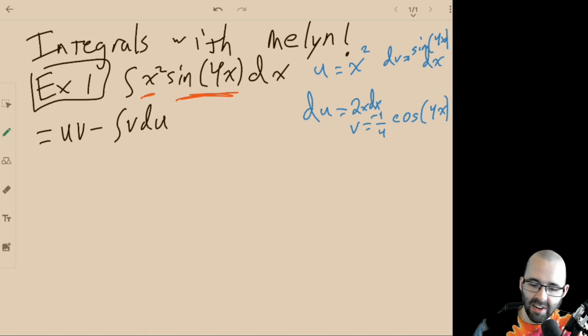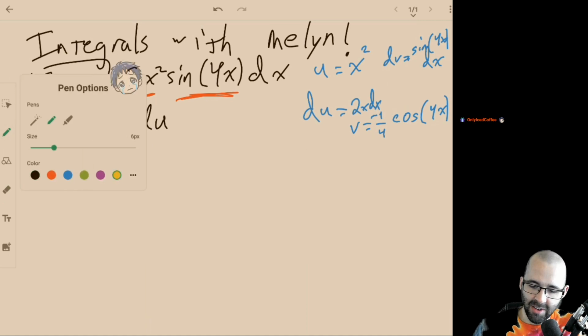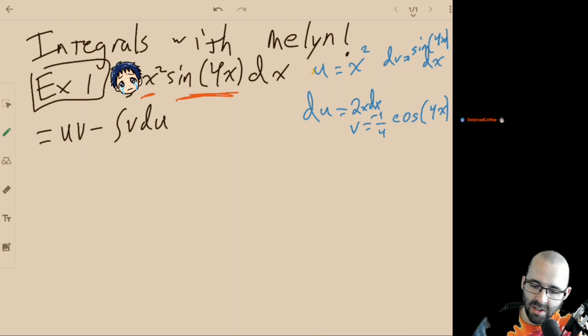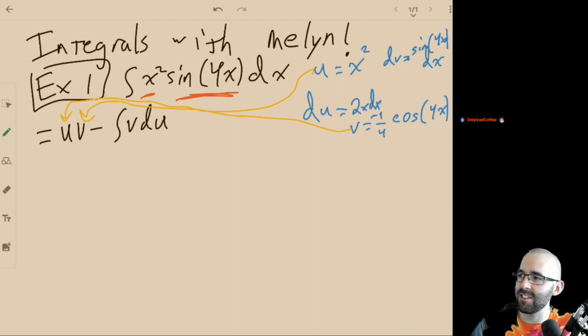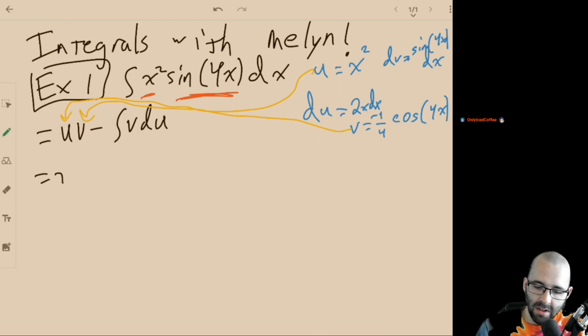Now, once you write the formula down like that, all you have to do is plug things in. So let's try to use all the colors of the rainbow. What have we got over here? Well, u is right there. V, we already found that. You just plug it in, just replace it. So we go right here. What is u? We said u is x squared. What is v? We said that was negative 1/4 cosine of 4x.